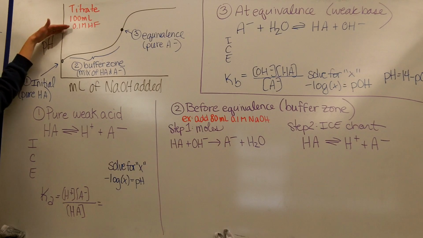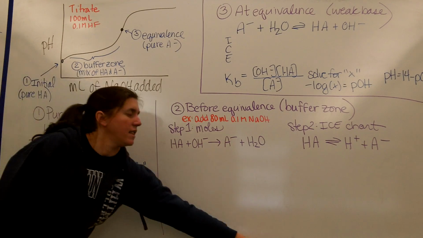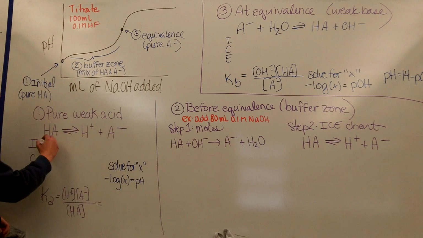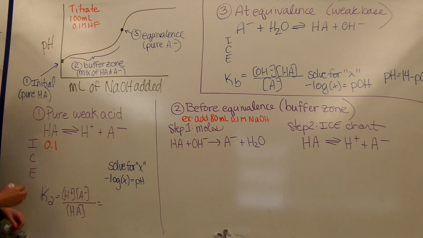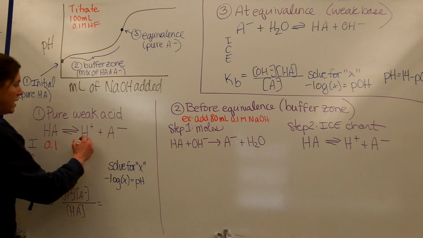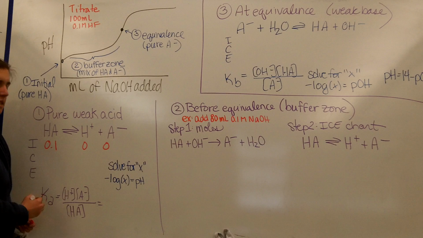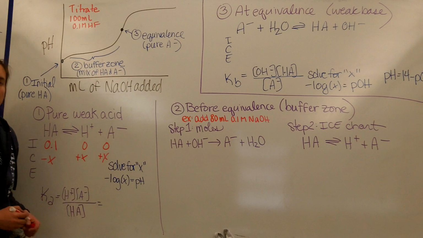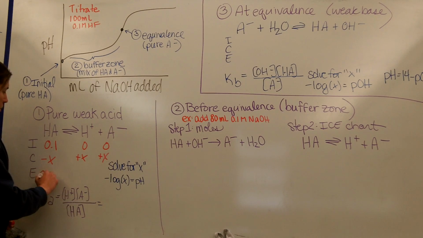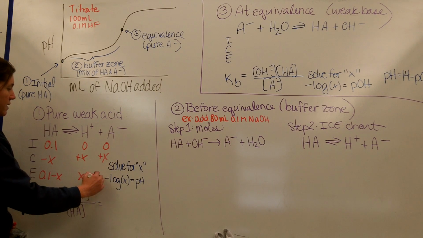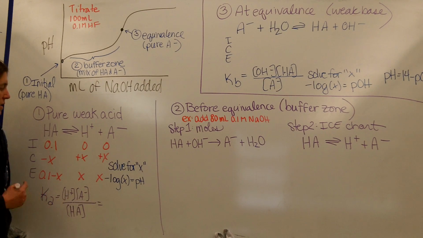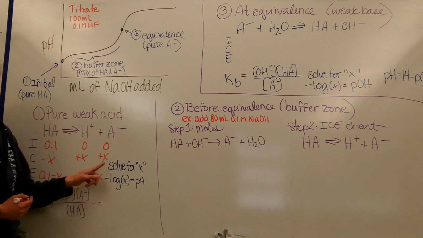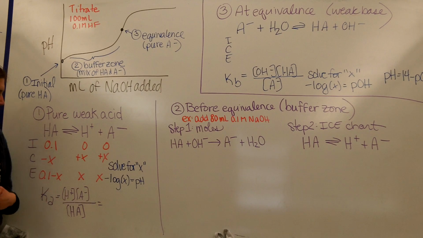If we were titrating 0.1 molar HF, then I would plug in here under my initial concentration of acid 0.1. I'm going to say I'm starting with 0 of these. Some of my acid is going to get used up and it will be turned into these products: 0.1 minus X, X, and X. Notice how these are in a 1-to-1 ratio, so you don't have to worry about coefficients in the change column when you're doing these acid-base ones.